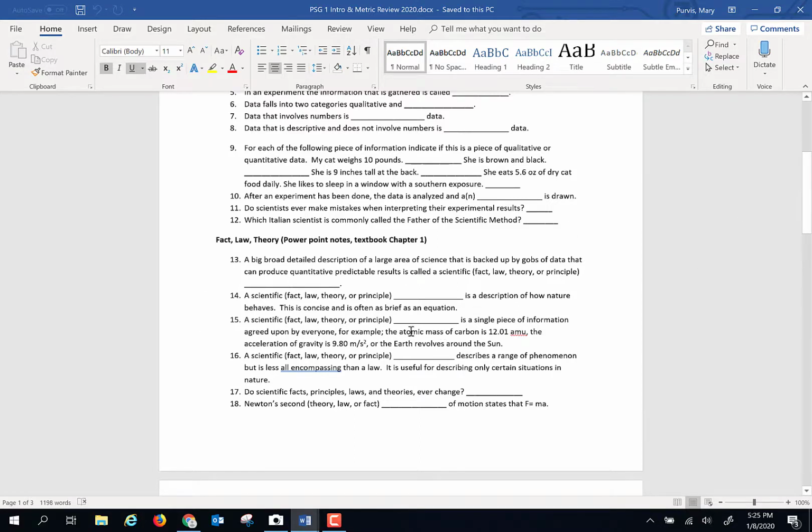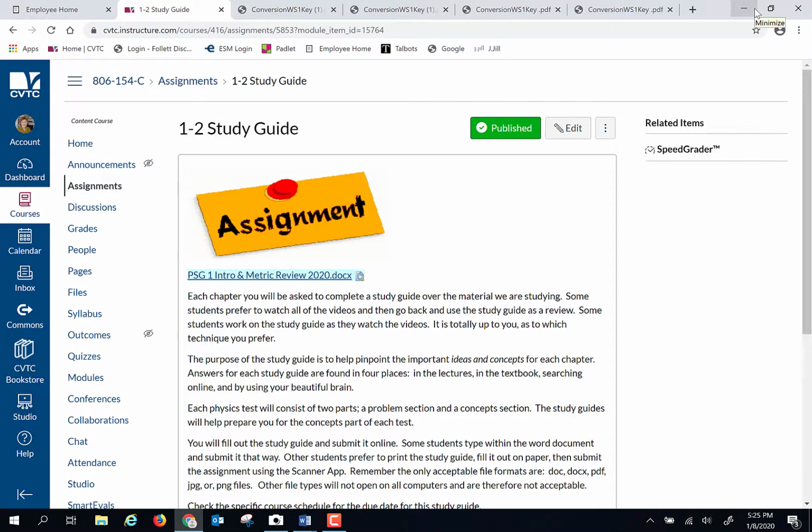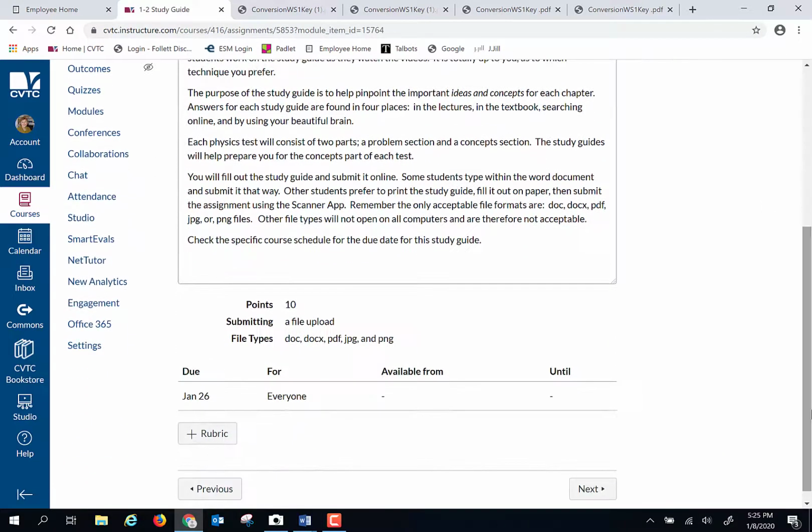And you can do this one of two ways. You can print it, write your answers in, scan the document, and then submit it, while other students prefer to type their answers in, save it, and submit it into Canvas that way. So when it comes to the study guide, you can either save this for review and do it after you've watched all the videos, while other students like to print it and work on it as they watch the videos. Please use whichever technique suits your learning style best.